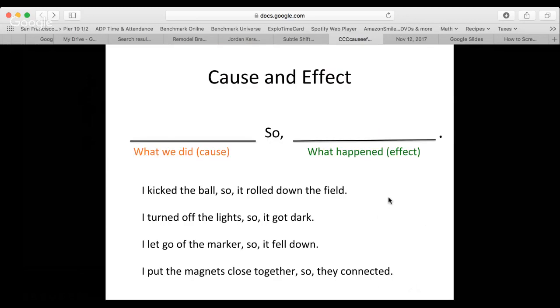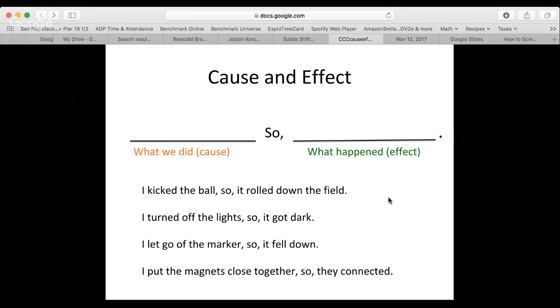We told the students that one way they can make sense of the things that they observe is to think about what caused those things to happen. We call this a cause and effect relationship when an action causes something else to happen. For example, if I were to kick a ball, it would roll down a field. I used this example to introduce a sentence frame, blank, so blank, as a way to express the relationship.